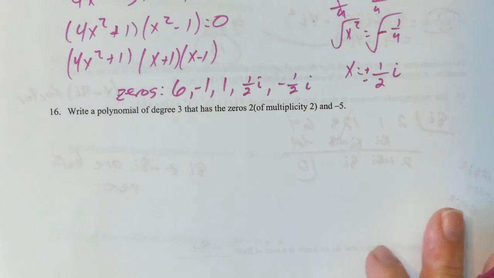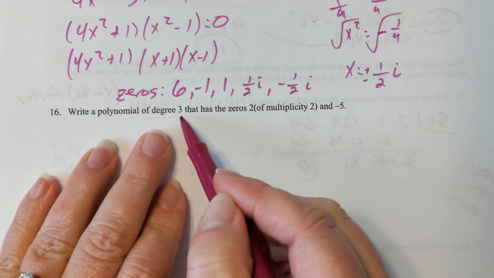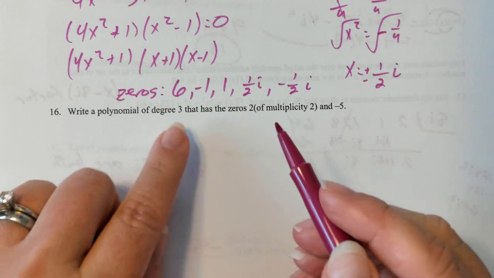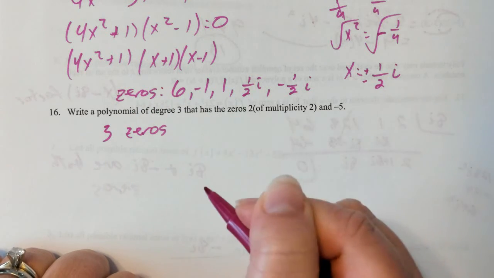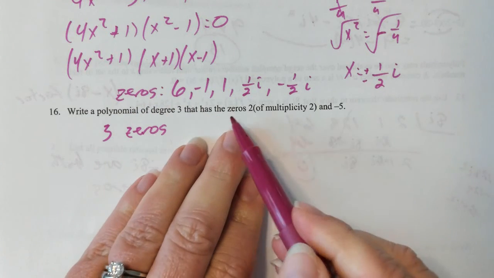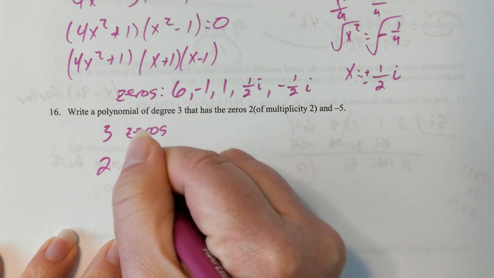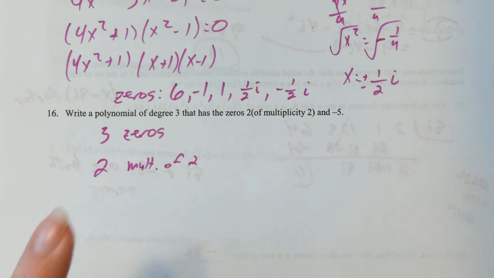Okay? And then 16, here's another way to kind of piece all that together. Write a polynomial of degree 3. So that means we're going to have an x to the 3rd in it. If the degree is 3, that means there will be 3 zeros. Okay? And it has zeros of 2 with a multiplicity of 2. So 2 with a multiplicity of 2, that means that 0 gets used twice.